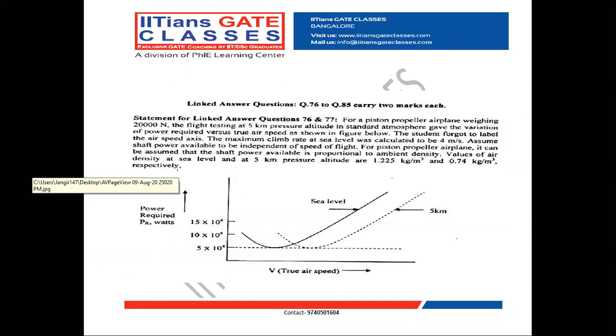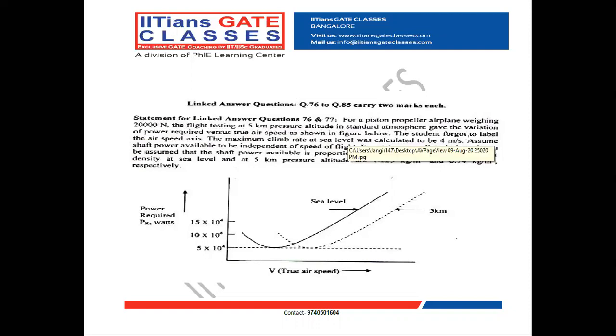Next, it is a linked question. It is common data for question numbers 76 and 77. For a piston propeller airplane weighing 20,000 Newton, the flight testing at 5 km pressure altitude in standard atmosphere gave the variation of power required versus true airspeed as shown in the figure below.